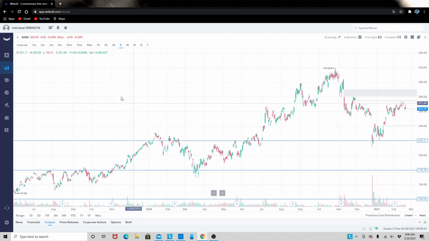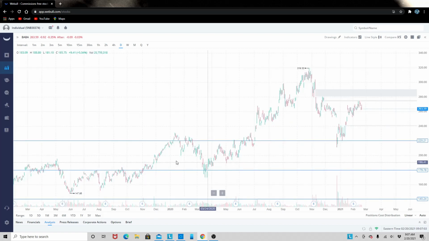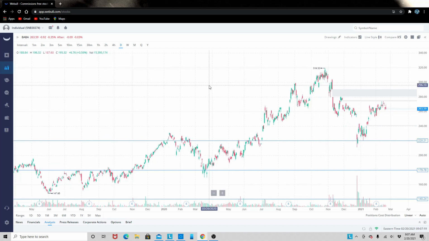I don't think you're ever going to see this stock drop below 200, so we don't really need to worry about what's below. Probably 180 is our threshold here, so we're just going to worry about everything above 180. So 220 is our next resistance point here, so let me just zoom in.